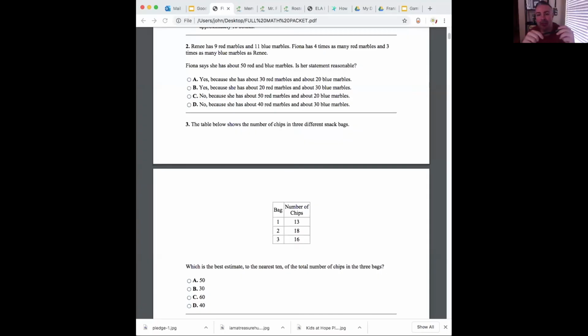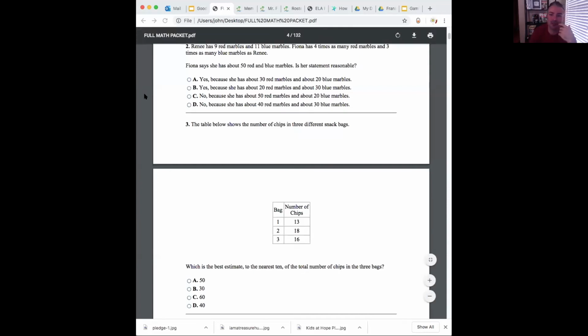Renee has 9 red marbles and 11 blue marbles. Fiona has 4 times as many red marbles and 3 times as many blue marbles as Renee. Fiona says she has about 50 red and blue marbles. Is her statement reasonable? All right, so let's get back to our camera and figure this out from there.